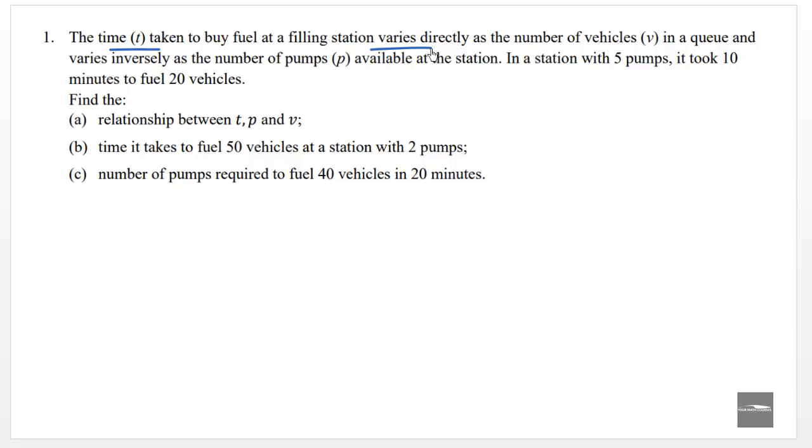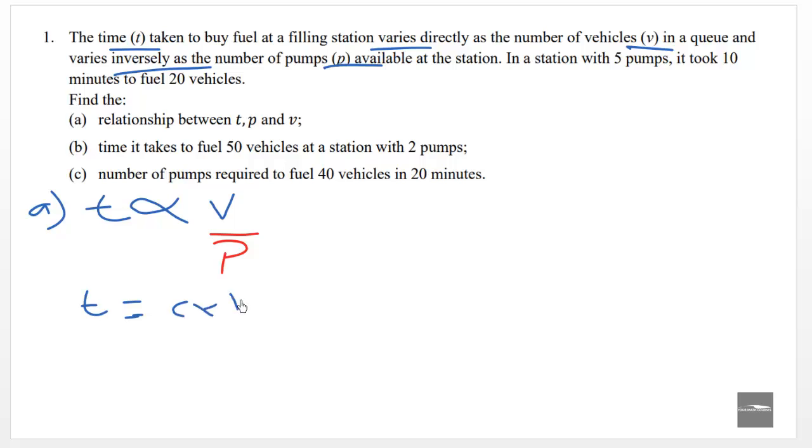So let's begin the first one. We have the time taken varies directly as the vehicles V. So this is how we write it: T varies as V directly. Then also it varies inversely as P. And now we have to find the constant of proportionality. So let the constant of proportionality be C. Then T will be equal to C times V over P.